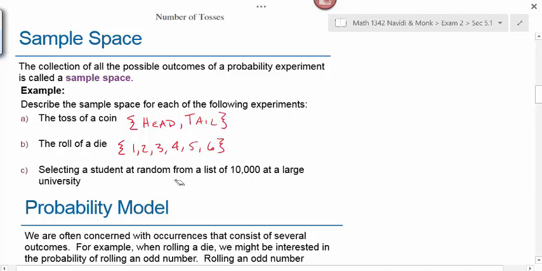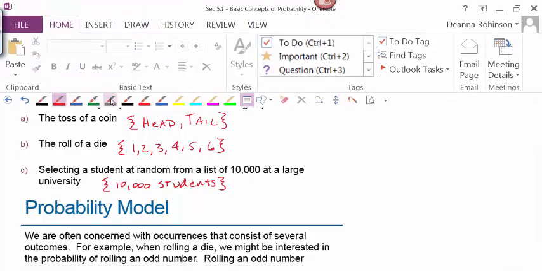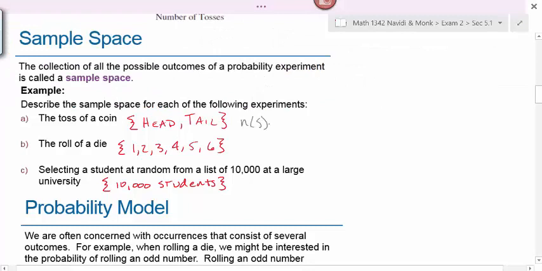If you're selecting a student at random from a list of 10,000 at a large university, what would your sample space be? All 10,000 students. I'm not going to name them, but that's what you would have. If we looked at the number of elements in the sample space, here we would get 2. The number of elements in the sample space here we would get 6. And the number of elements in the sample space here would be 10,000.